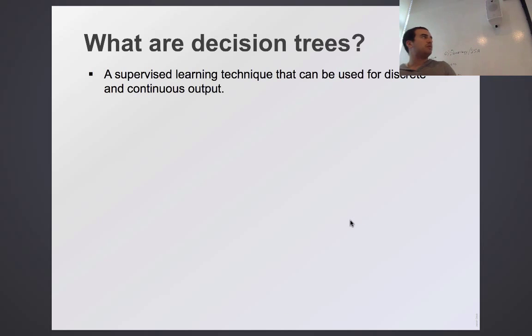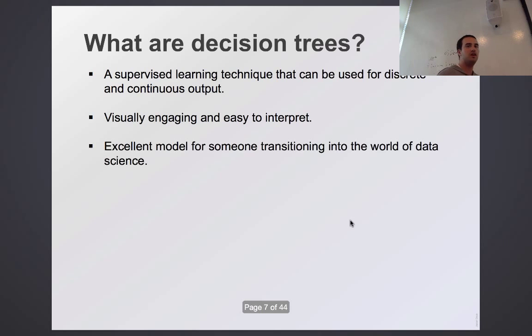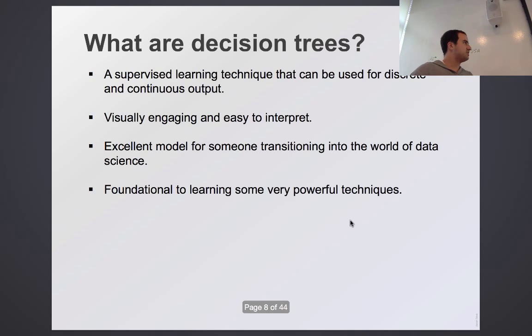So, what are decision trees? I apologize for the crudity of the slides today. They are a supervised learning technique that can be used for discrete and continuous outcomes, so classification and regression. They're very visually engaging and easy to interpret, I think even more so than a linear regression. The idea is that you follow the tree from top to bottom, and all it truly is is a series of decisions or questions about your data, which is very easy to explain to someone.